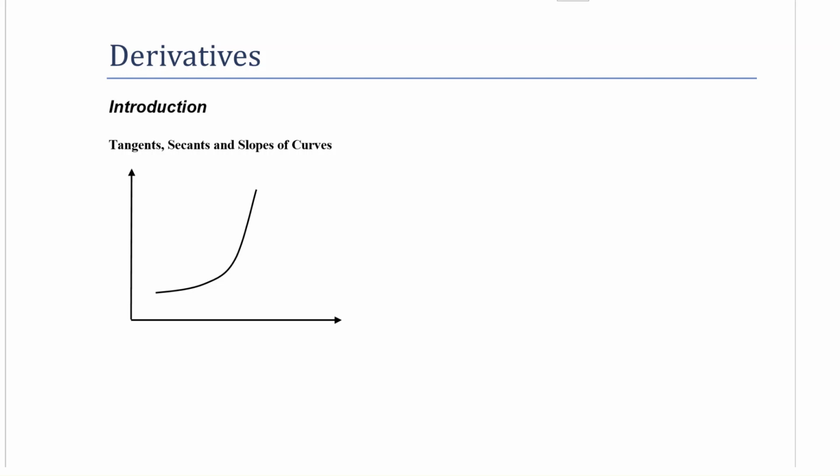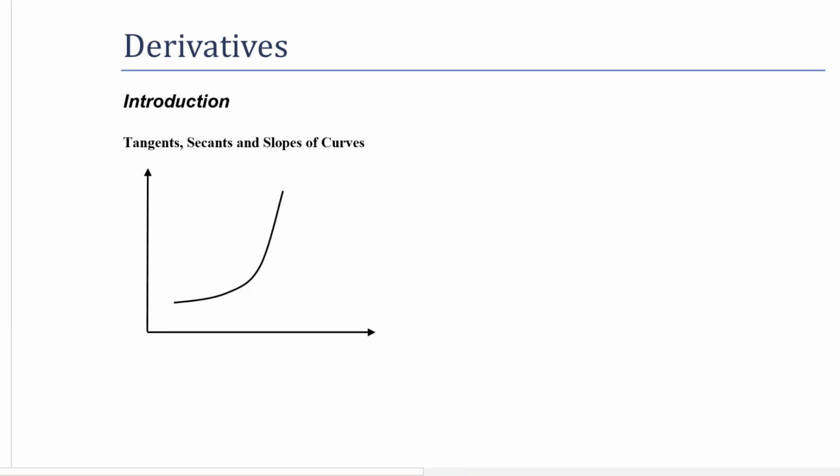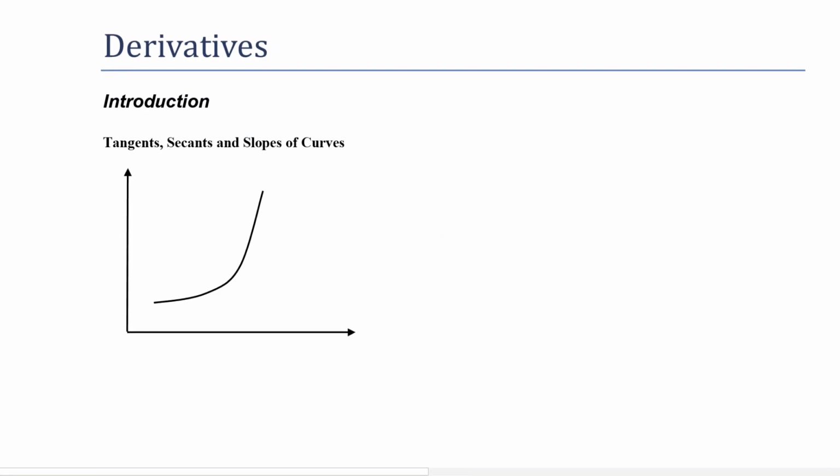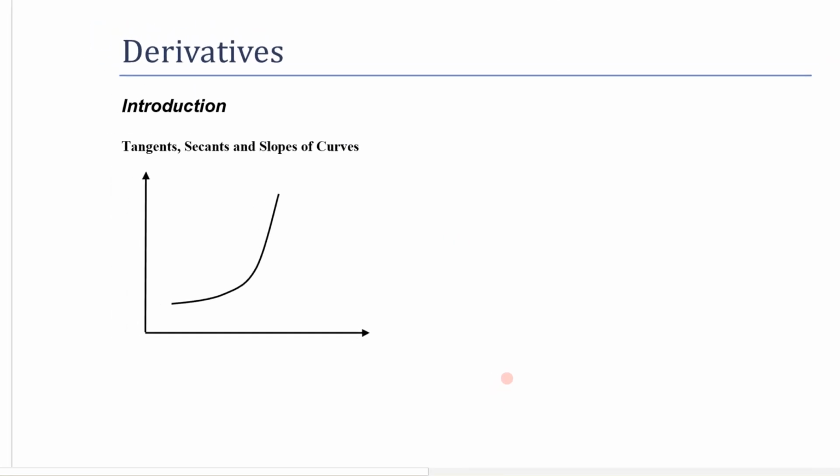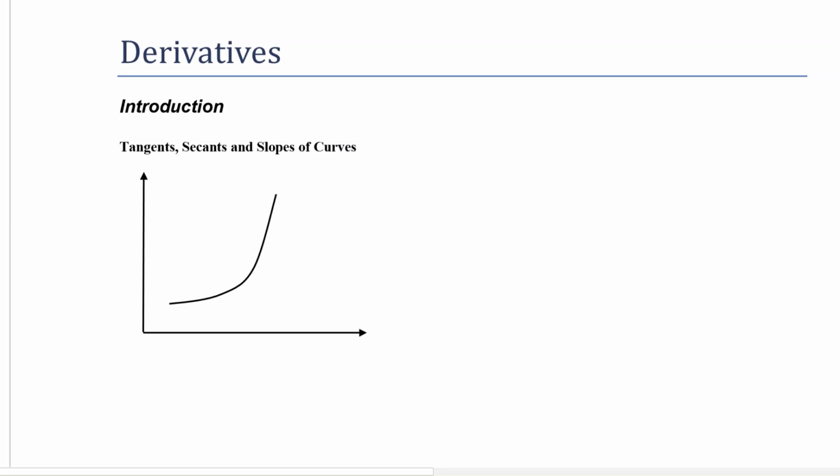Hello everyone, in this video I will discuss the concept of derivatives. So previously we have developed the notion of limits, and now we're going to turn our attention to a graphical interpretation of the rate of change of a function. This interpretation deals with the slope of a line tangent to the curve of a function.